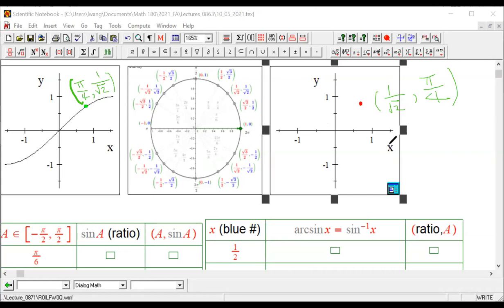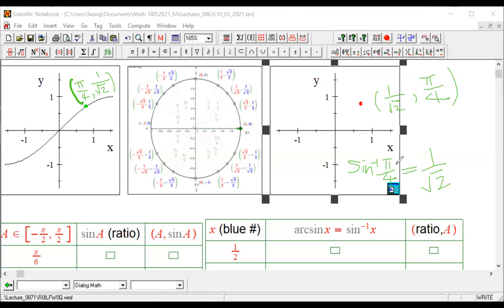Did you guys write them down? I'm going to show you the mistakes I saw. The mistake I saw was often like this: sine inverse of pi over 4 is equal to 1 over root 2. Typical mistake. You know that's a mistake, right? Because the input of the inverse must be a ratio.